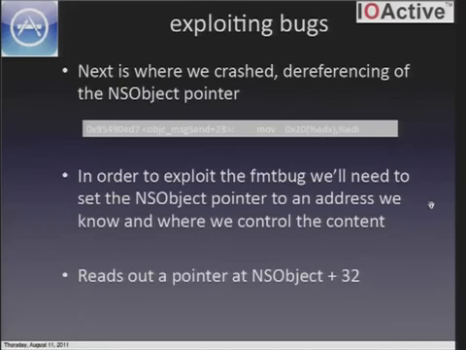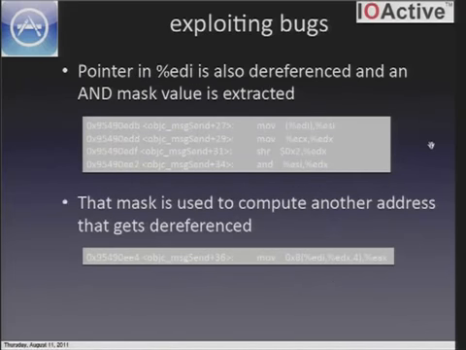Basically, in order to exploit this stuff, that pointer needs to be changed, and it needs to point to a valid piece of memory where you control the content, and that content is going to be the content of an NS object. And then that value is another pointer which is stored in the EDI register. And there's an AND mask done on top of that, which is sort of this gibberish stuff here. And then basically that mask is used to compute an address that will get dereferenced.